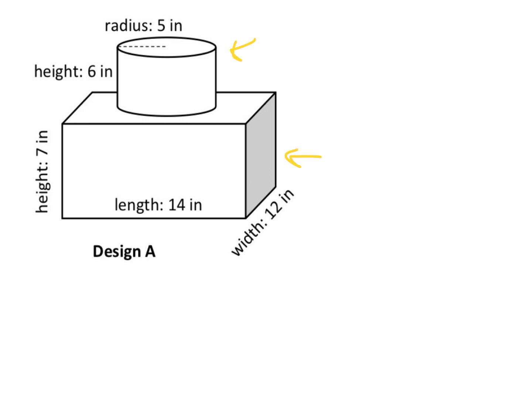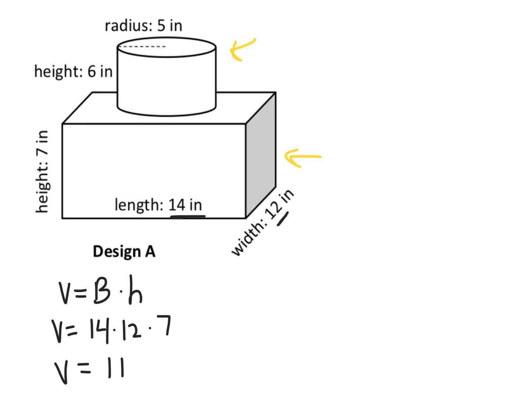Okay, I'm going to start with the rectangular prism. And remember, that was the area of the base times the height. So looking here, I'm going to do the area of the base. It's a rectangle, so I'm going to do 14 times 12, and then times it by the height of 7. Okay, so for the bottom piece, 14 times 12 times 7 is 1,176 inches cubed. Now I'm going to go ahead and write that right in the cake.